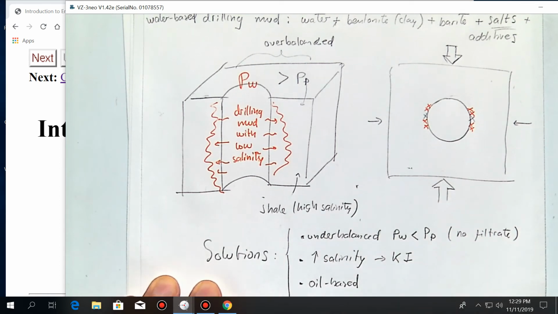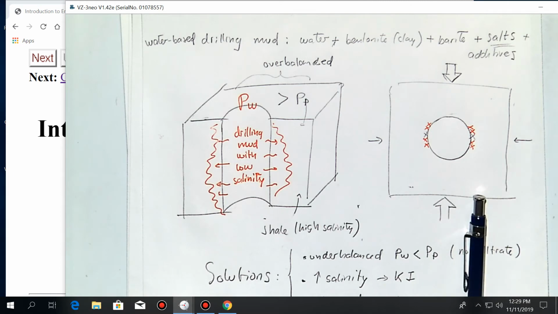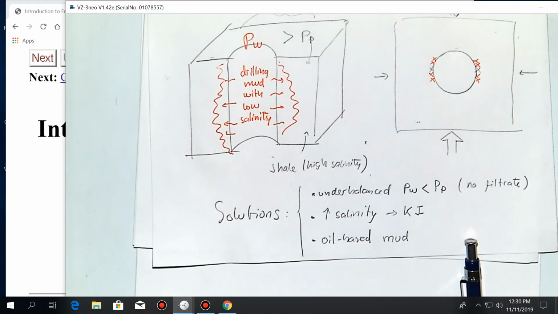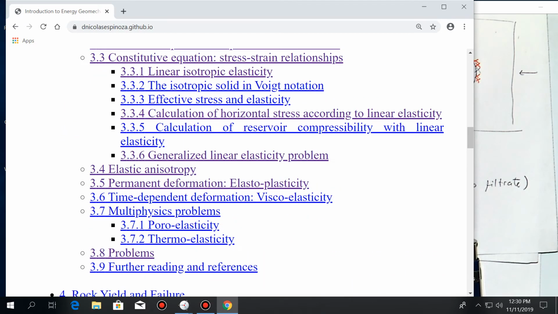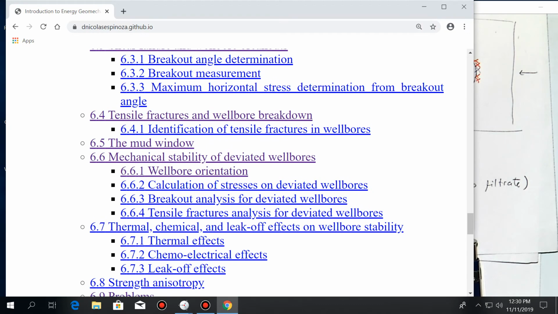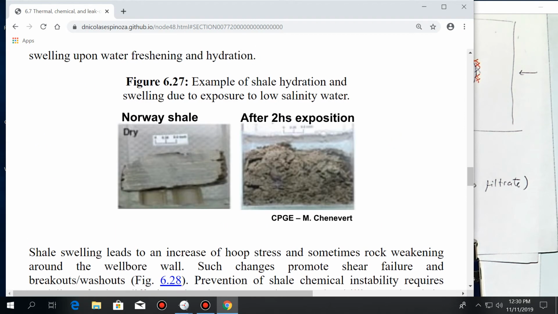And the oil-based drilling mud is not going to hydrate the shale, and therefore it's not going to cause any change of the chemistry in the pore fluid of the rock. So let me move this down here. I just wrote oil-based mud. All right. So I wanted to show you a picture of that, and let's see if I find it quickly. All right.